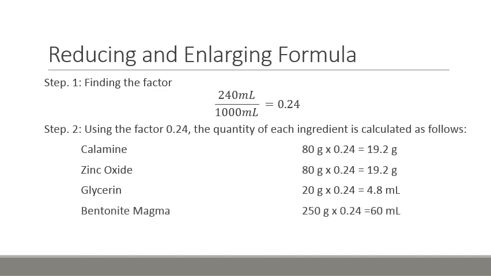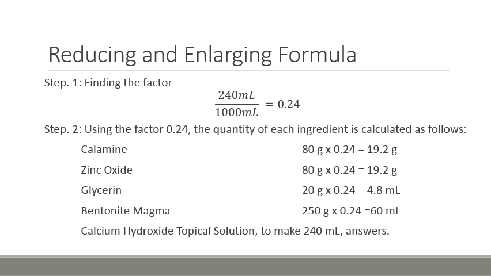Bentonite magma, that as a standard required 250 ml, but for this preparation if you multiply it with 0.24, the required quantity will be 60 ml. And calcium hydroxide topical solution that is required for this preparation is 240 ml.